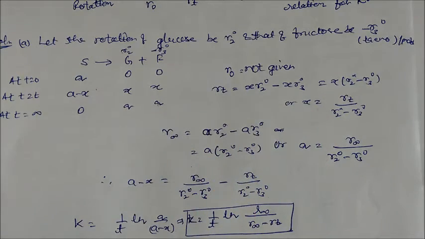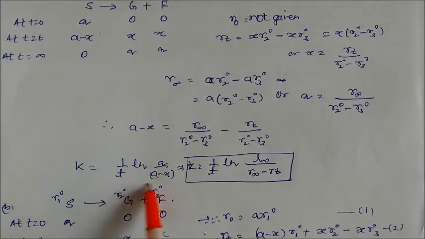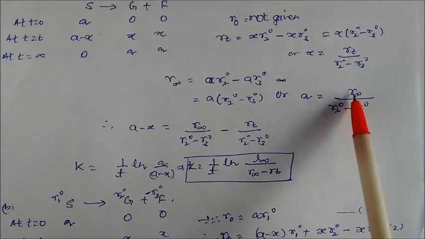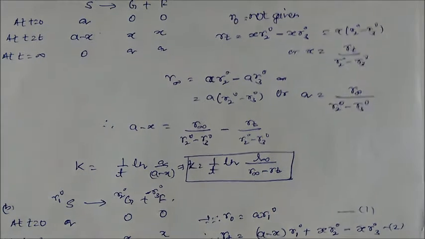Just substitute these values. Using the first order rate law of kinetics, we know a and we know a minus x. If you divide, you will get R infinity divided by R infinity minus Rt. Now come to the second question.